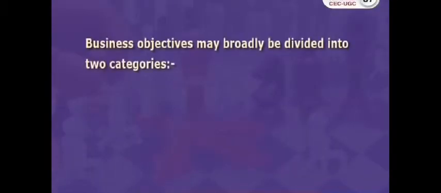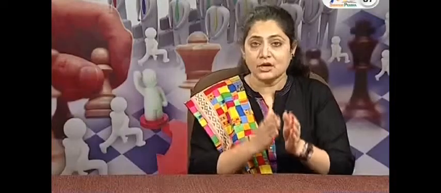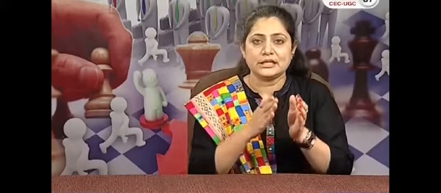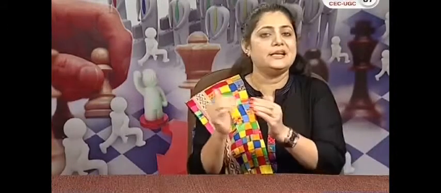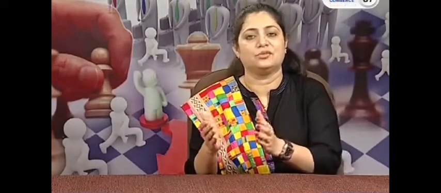Business objectives may broadly be divided into two categories. First, economic and second, social. Economic objectives are goals with respect to the marketplace. Social objectives refer to the company's intentions towards its employees, shareholders, and the public at large. In determining a firm's social responsibility, managers must identify the groups that are influenced by its actions and what are their expectations out of the business.